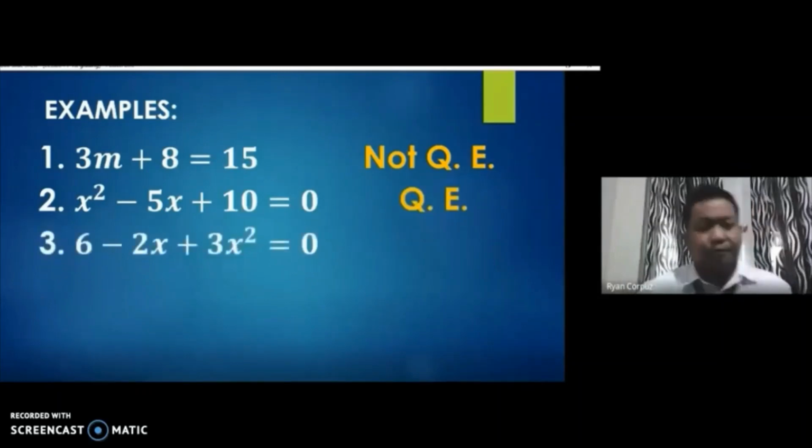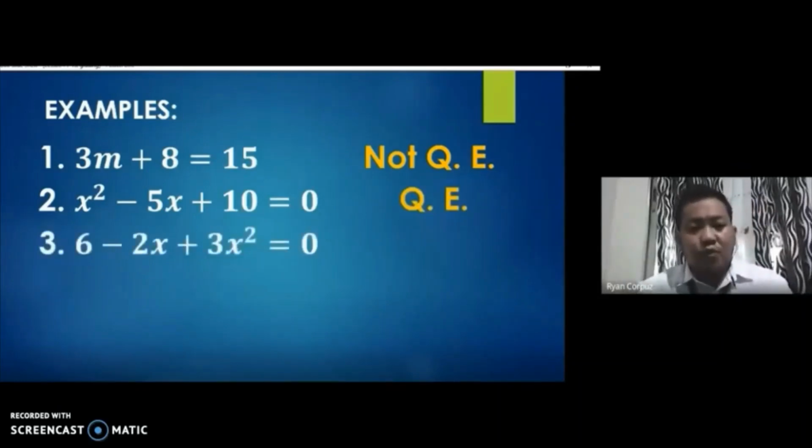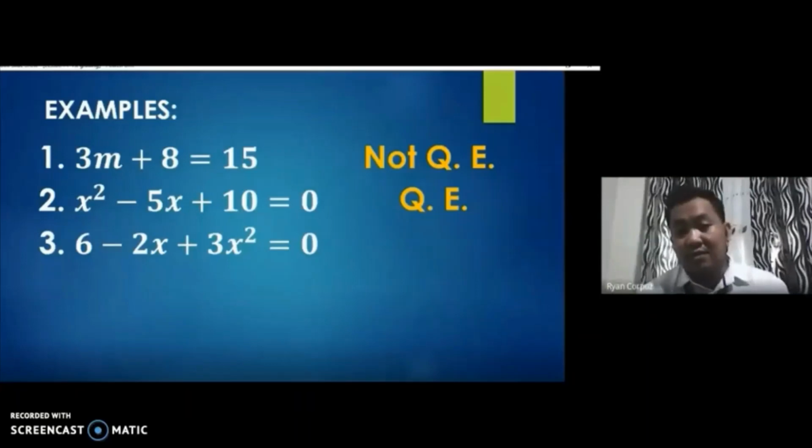Number 3, 6 minus 2x plus 3x squared is equal to 0. So what have you noticed on this given equation? The given equation here was not arranged in the right form, which is what we call the general form of the quadratic equation.